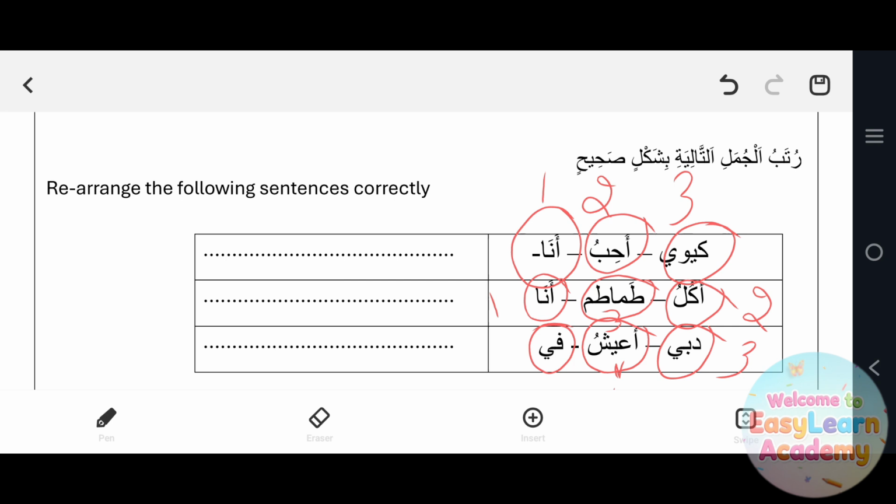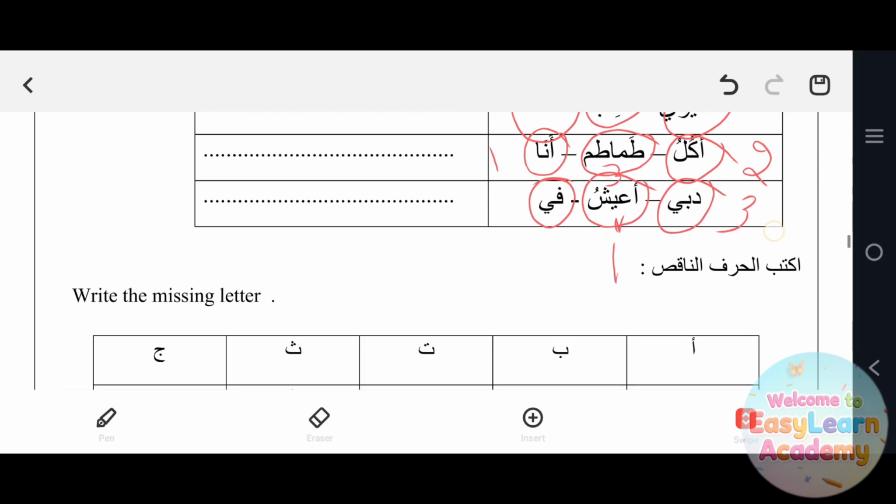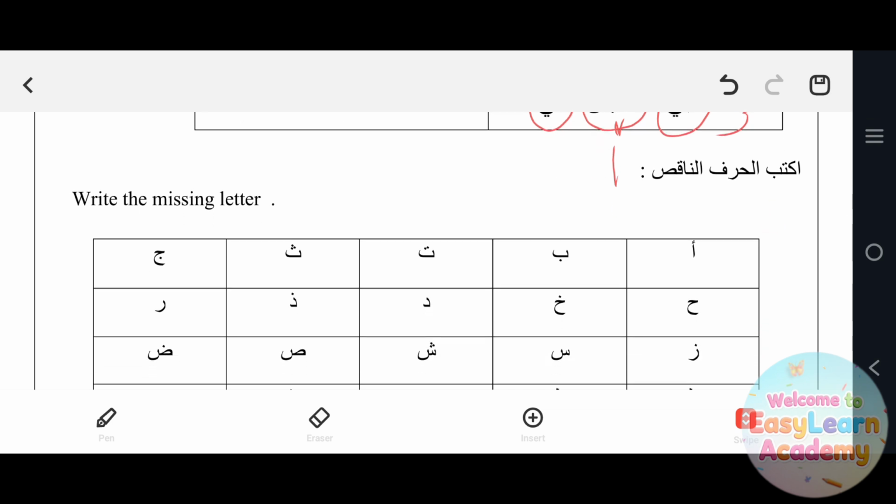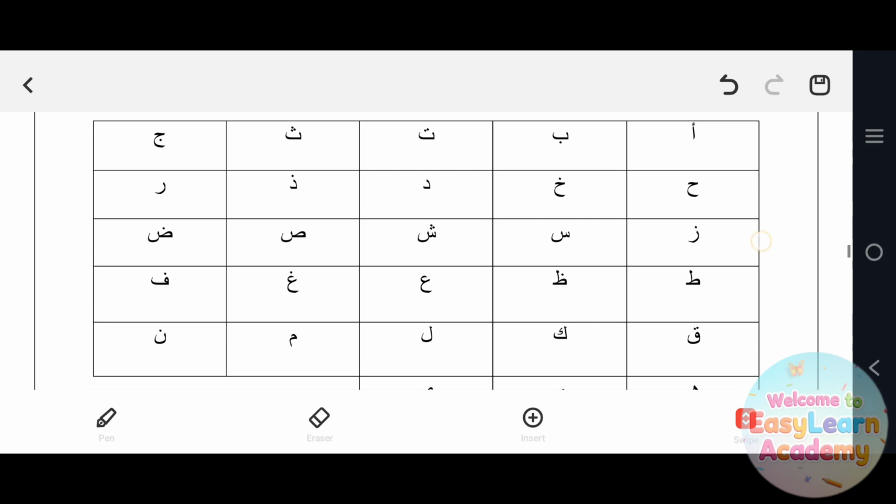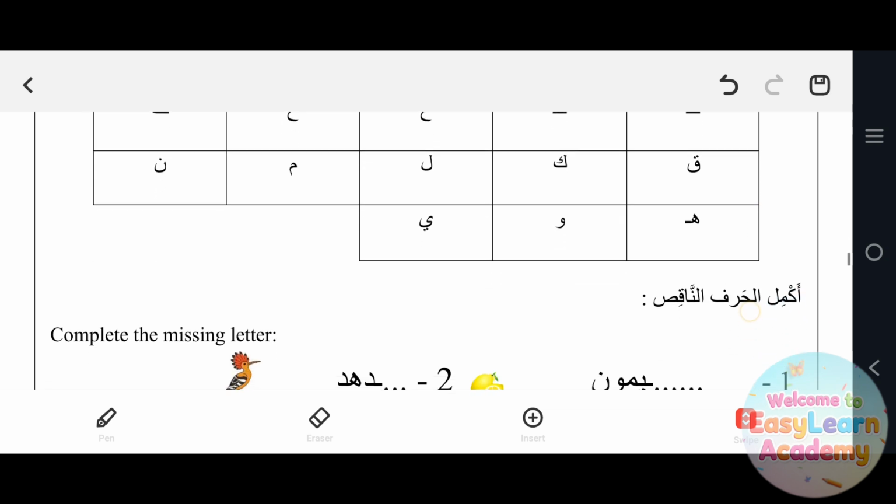I live in Dubai. Ana Aishu fi Dubai, or you can write Aishu fi Dubai. If we write Ana Aishu fi Dubai, it means I live in Dubai, or Aishu fi Dubai, I live in Dubai. Now we are going to the next part. Write the missing letters. We will skip this because all the letters are already given.